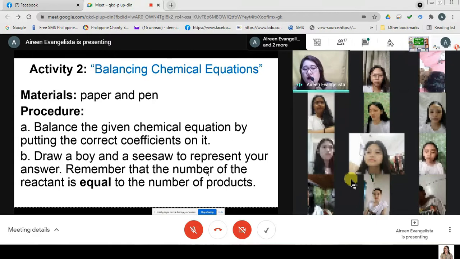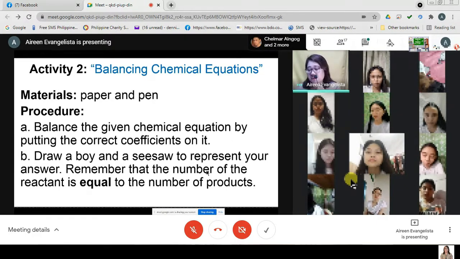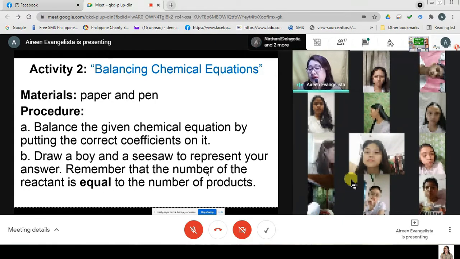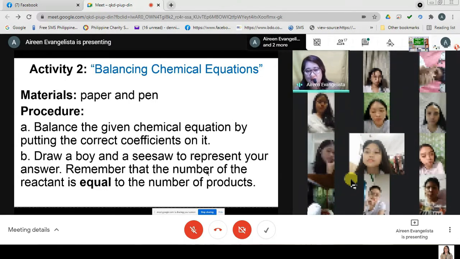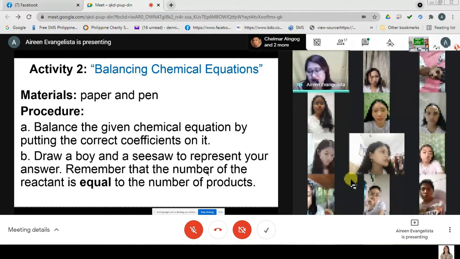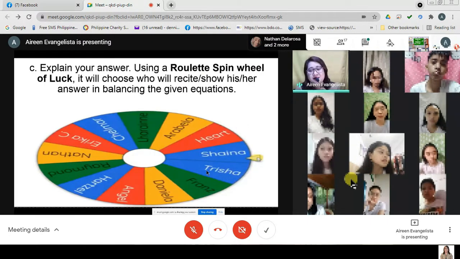Procedure letter A: you have to balance the given chemical equation by putting the correct coefficients on it. I will give an example later. Letter B: you have to draw a boy and a seesaw to represent your answer. Remember that the number of atoms of the reactants is equal to the number of atoms of the products. And for letter C, you have to explain your answer.